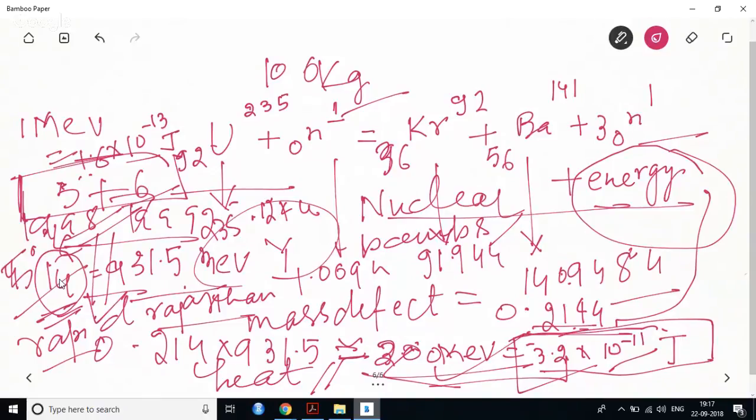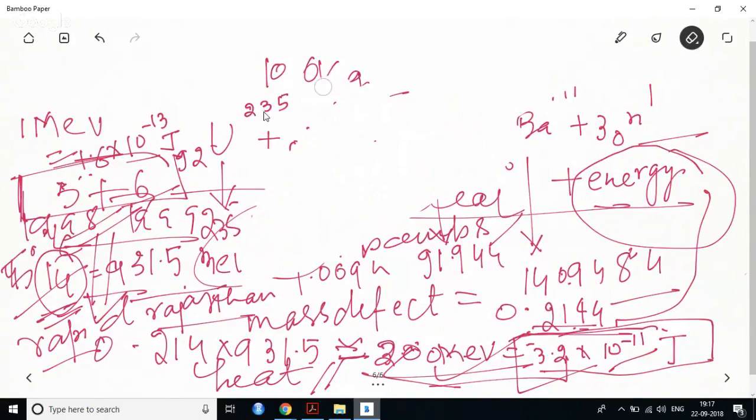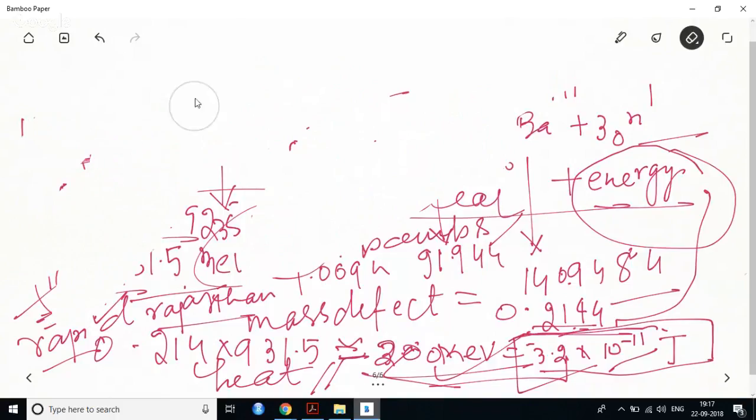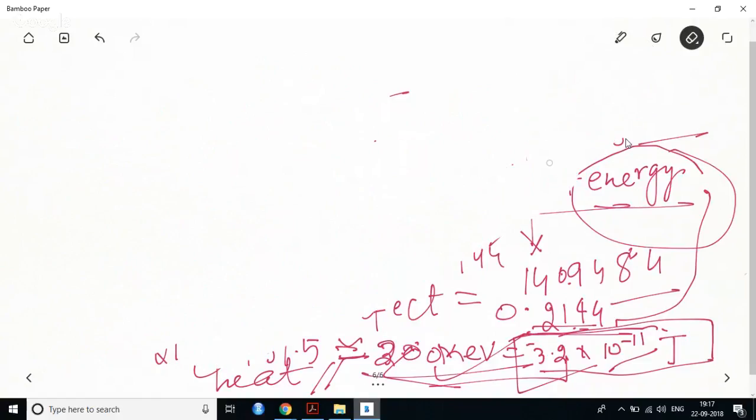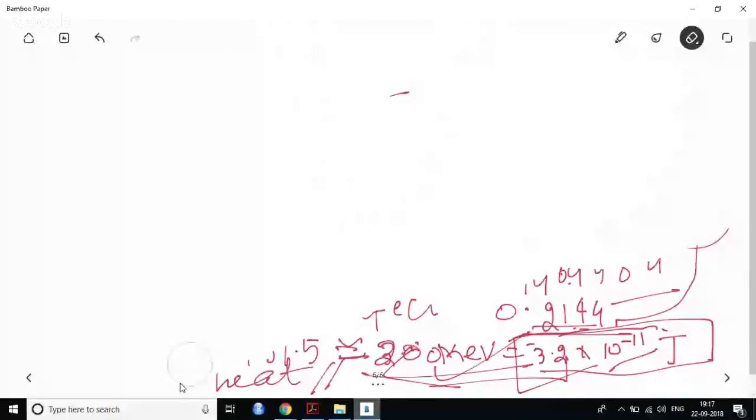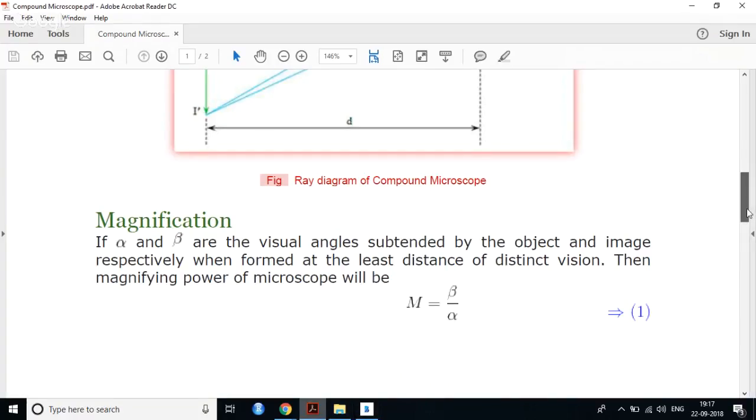Now let me move to the last concept of the day, which is compound microscope. And I have a PDF for that. I'll send that PDF to you guys on the group also. So what is a compound microscope? Guys, try to understand here.